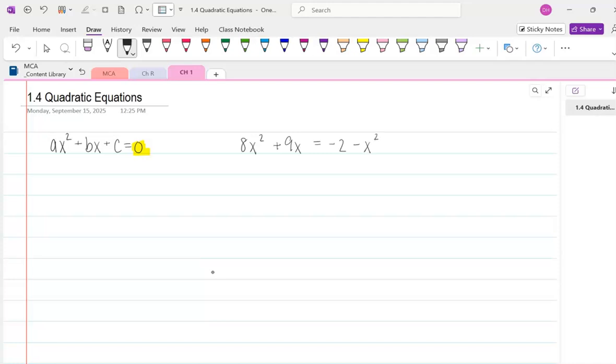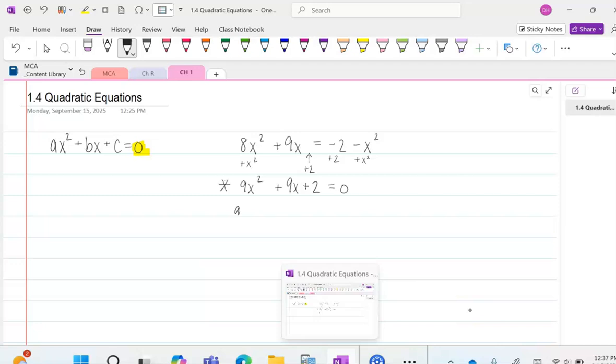minus x squared, what you need to do is you need to move it to the other side. So I'm going to move everything from the right side over to the left. So I'm going to add 2. When I add 2, we're going to make sure that it goes in standard form. And I'm also going to add x squared so that we have 9x squared plus, drop down the 9x because we didn't combine it with anything, and then put plus 2 at the end. And then now the whole thing equals 0. So this right here would be standard form, and everything is on the left side and set equal to 0. Now, my A would be 9, B would also be 9, and then C would be 2.